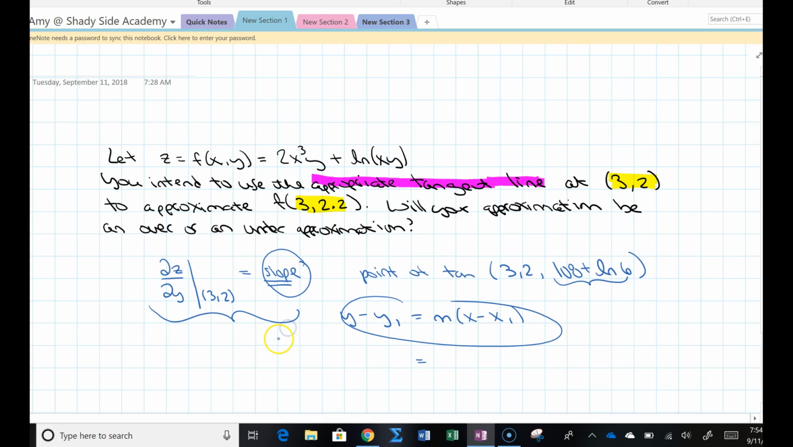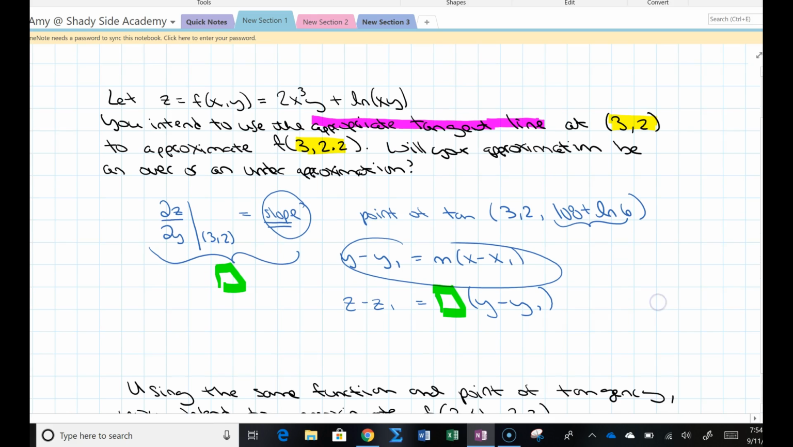dz by dy at 3, 2. This number here, whatever that number is, and I trust you can find that. We know that is the slope. But what's going in here for what is traditionally referred to as x minus x1 and y minus y1? Well, the equation of the tangent line is actually z minus z1 equals m times y minus y1. Because in the equation of the tangent line, z is changing as a function of y. X is playing no role in this, okay?